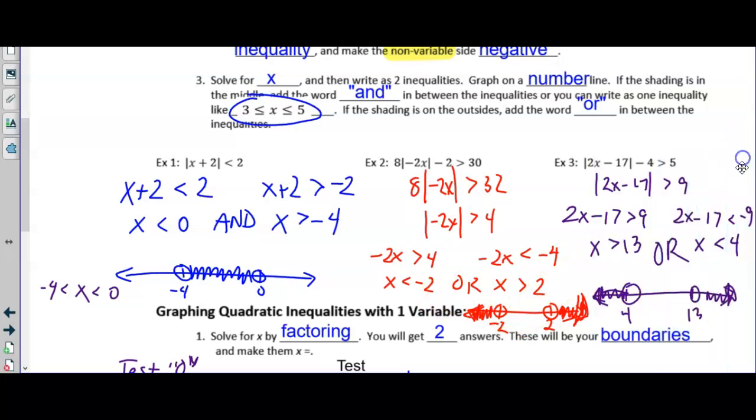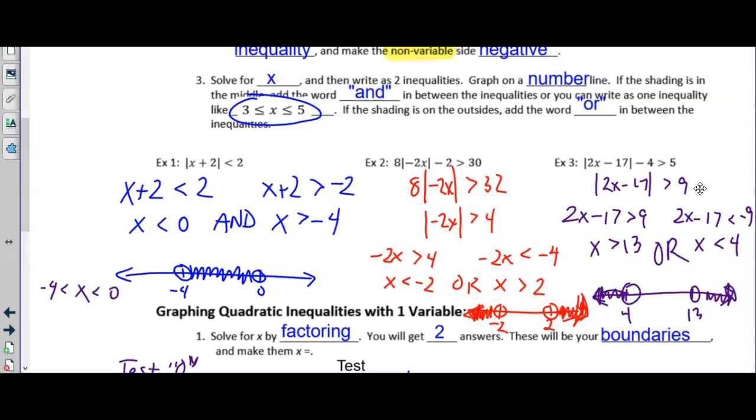All right, finally in this section, I have to add 4, and I get a quantity that is greater than 9. The absolute value is greater than 9. So again, what that means is more than 9 units away from 0. That could be greater than 9, or it could be less than negative 9. So if I solve it greater than 9, I get 13. If I solve it less than negative 9, I get 4.